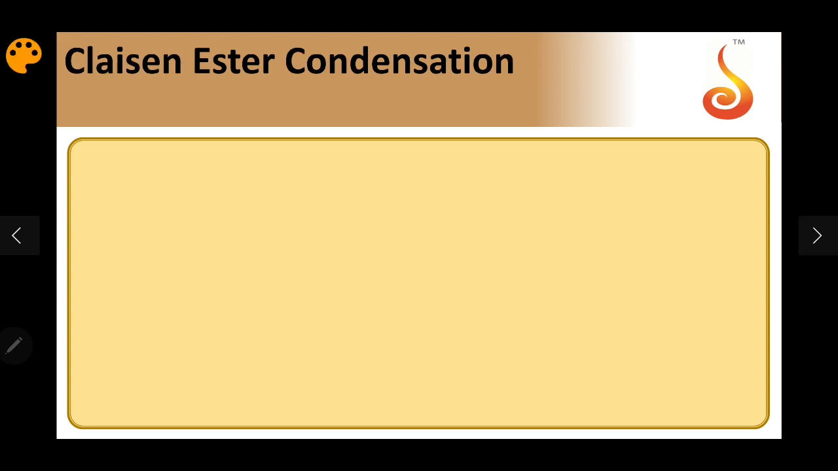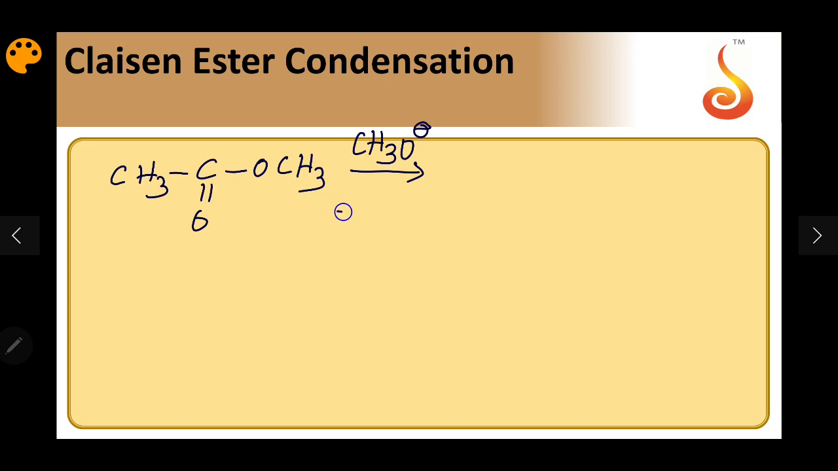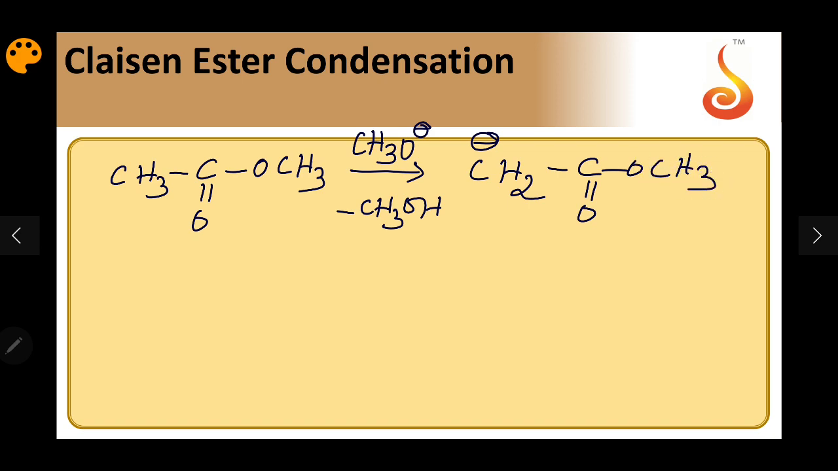Claisen ester condensation. Claisen ester condensation is similar to aldol condensation. If I take the example of methyl acetate, CH3, C double bond O, OCH3, it has an alpha hydrogen. So we take this in a strong basic medium, say CH3O minus. CH3O minus will take the alpha hydrogen and become CH3OH. Now it produces a carbanion, CH2 minus, COOCH3. Now this carbanion attacks the second molecule of ester.